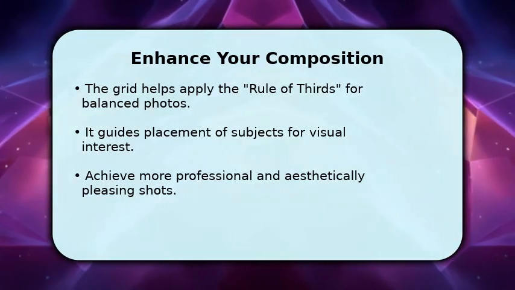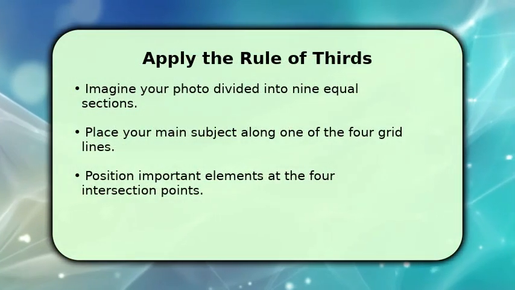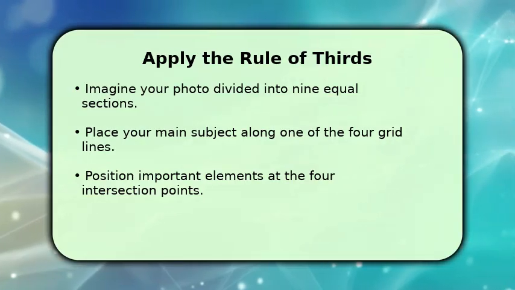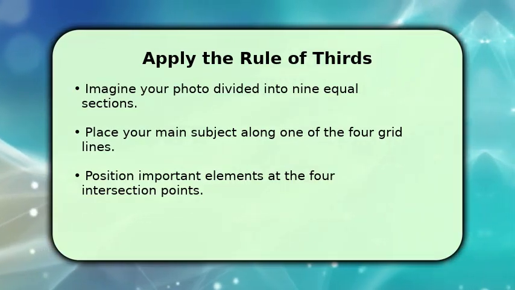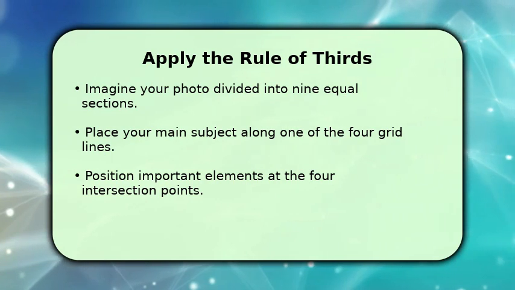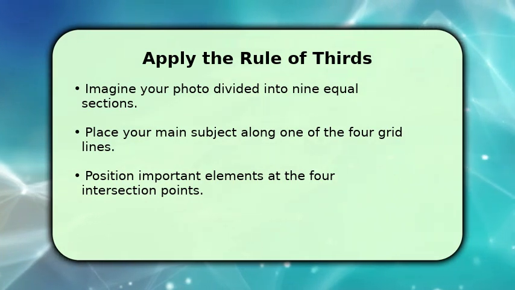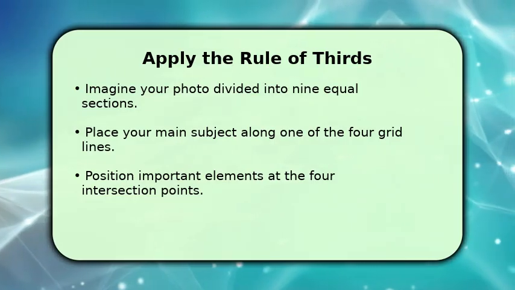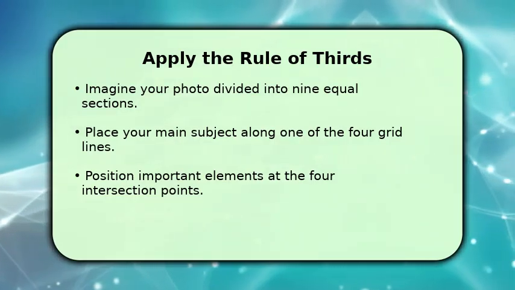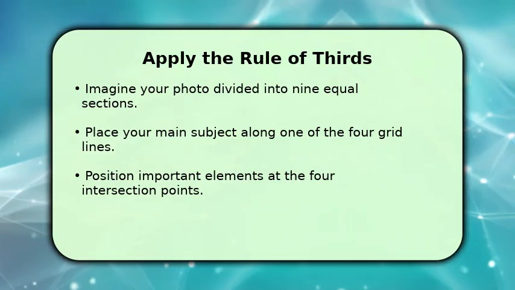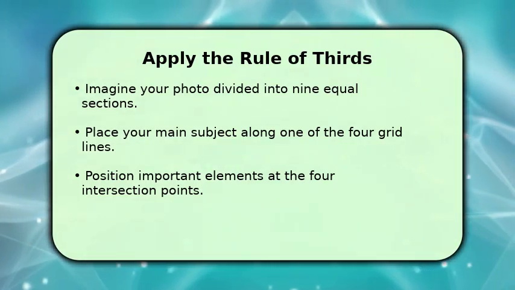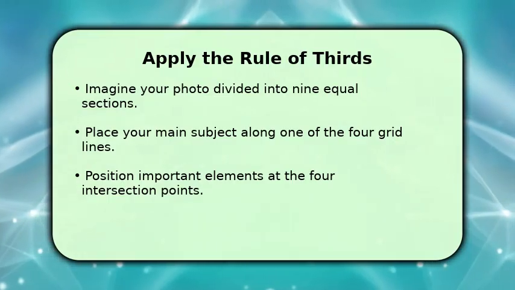within the frame. To master the rule of thirds, imagine your photo frame is divided into 9 equal sections by the grid lines. The goal is to place your main subject or important elements not in the center, but along these lines or at their 4 intersection points. For example, position a person's eyes on an upper intersection or a horizon line along a horizontal grid line. This creates a more dynamic and visually appealing image than simply centering everything.